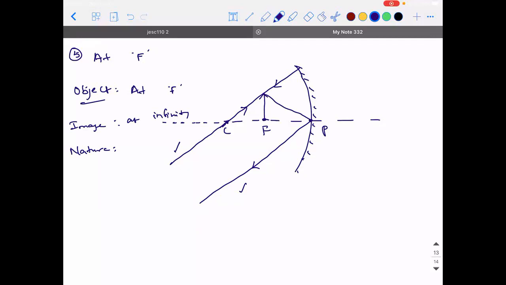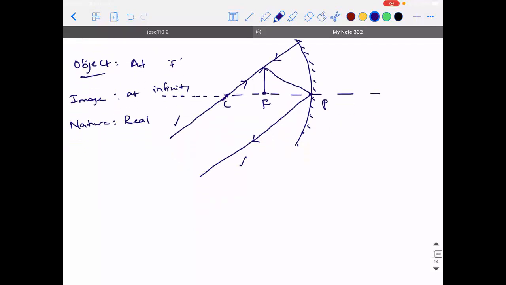What is the nature, guys? Sir, real. It is real because they tend to meet on the same side. Then what about the size? It is highly magnified. Okay, it is a highly magnified image.